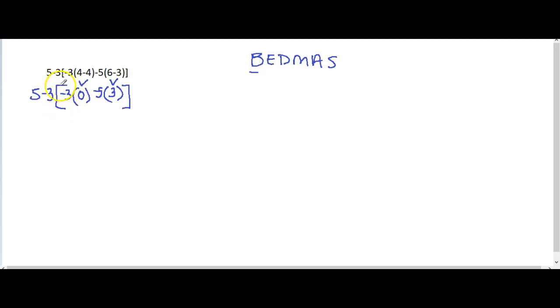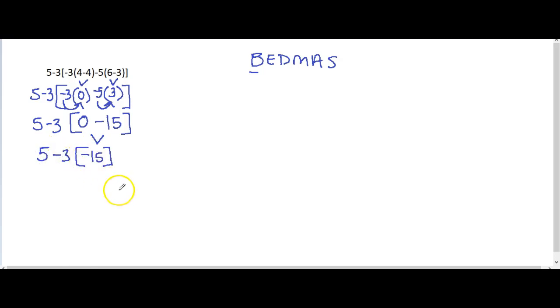Now I want to do inside the square brackets. So minus 5 times 3 is going to give me minus 15. And negative 3 times 0 will give me 0. So that's inside the brackets. And then one more simplification inside the brackets. 0 minus 15 just gives me minus 15 in the brackets. And then 5 minus 3 outside the brackets.